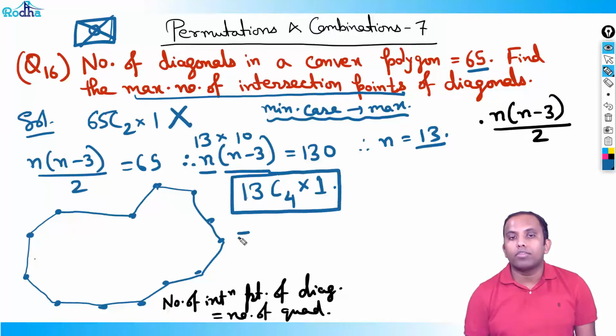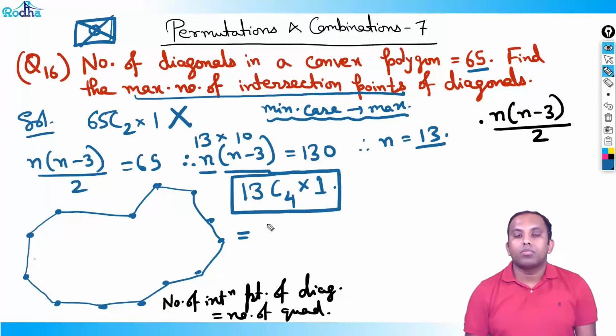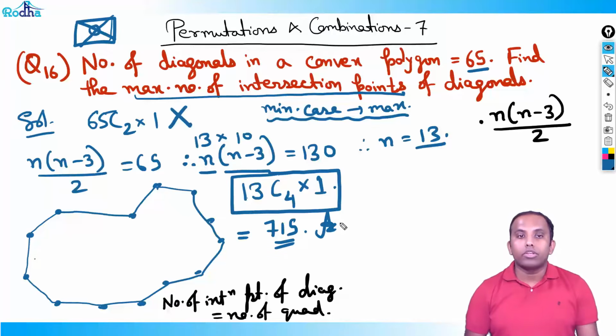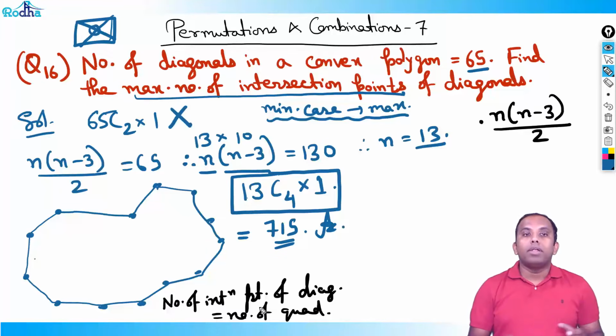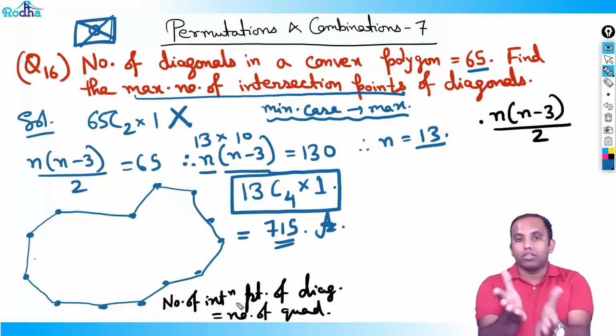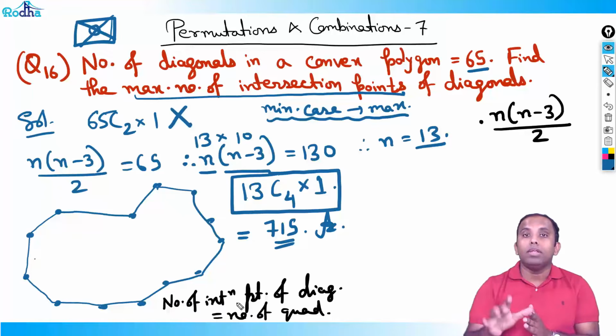To solve it, what is 13C4? 13 into 12 into 11 into 10 divided by 24. It is 715. So 715 is the answer for this question, right? Very nice question. Very good question, right? Again, let me repeat it. The number of diagonals in a convex polygon is 65. The number of diagonals, we have proved it in this video only. Okay, that number of diagonals is how much? nC2 minus n, which is n into (n minus 3) by 2.